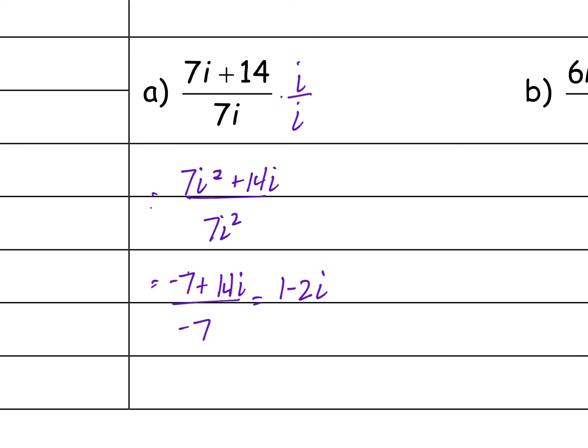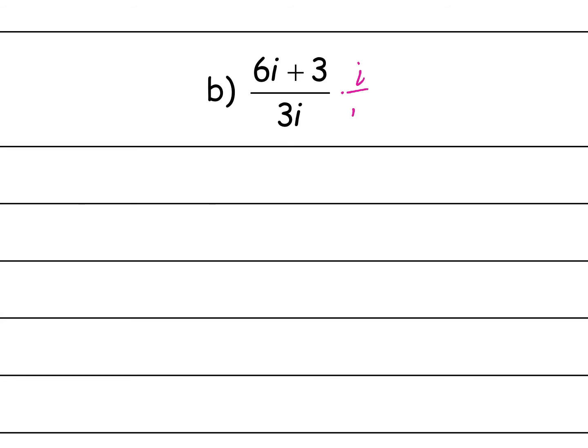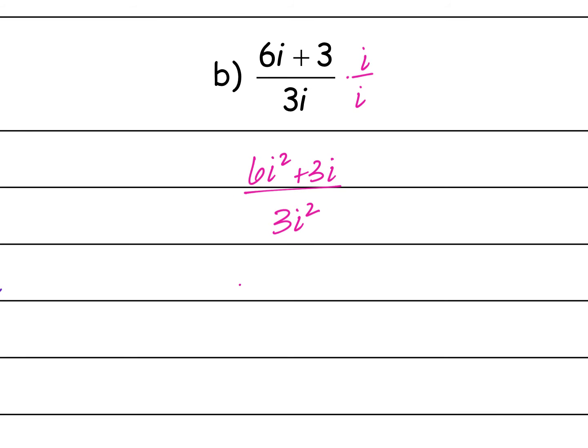So on the second one, it's almost exactly the same thing. I'm multiplying by i over i. So I've got 6i squared plus 3i all over 3i squared. So that gives me, what does that give me? Negative 6 plus 3i all over negative 3. So that's going to be 2 minus i when I simplify it, because negative 6 divided by negative 3 is 2, and 3 divided by negative 3 is negative 1. Okay?